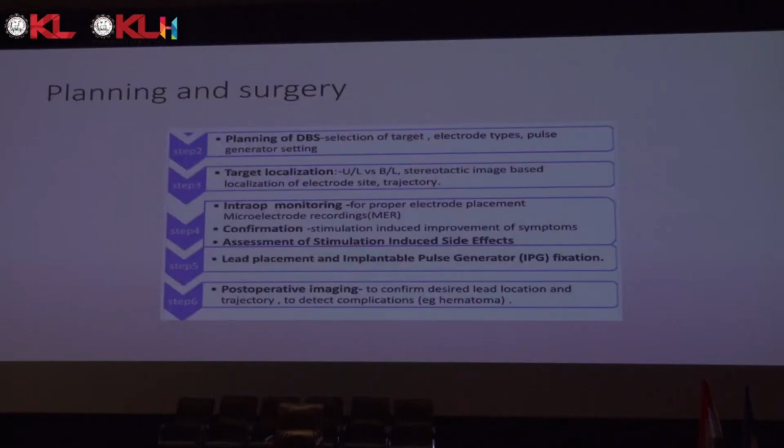So how do we plan? For the planning of DBS, first, the selection of the target and the type of electrode will be decided. Targeting is based on stereotaxy-based imaging. We basically use MRI, we merge it with the CT scan, and then we do the planning.